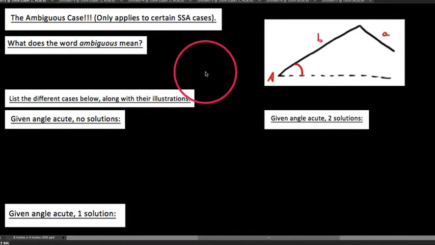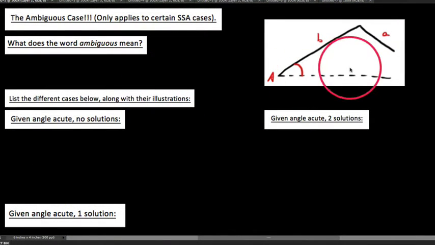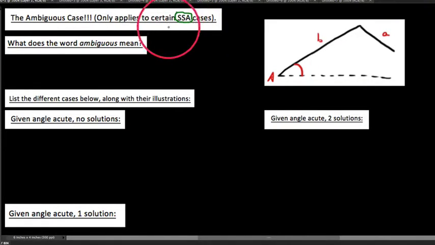Okay guys, in our last few videos we've looked at how we can use the law of sines to solve triangles. In this video and the next couple of videos we're going to focus primarily on a specific instance of solving using the law of sines, and that particular instance is only with our side angle type of problems.